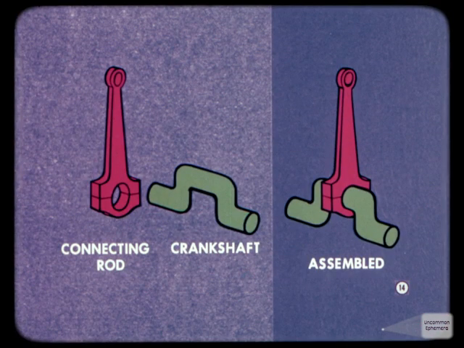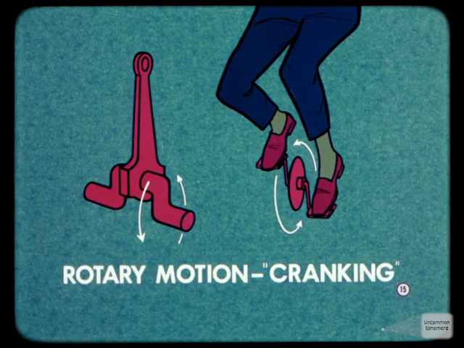Frame 14. The connecting rod is the link that transmits the motion of the piston to the crankshaft. A simple crankshaft has a section offset from the center line of the shaft, so that it acts as a crank to produce rotary motion. Frame 15. The motion is basically the same as when we pedal a bicycle. Each of our legs is like a connecting rod, while the pedal crank and sprocket are like the crankshaft.